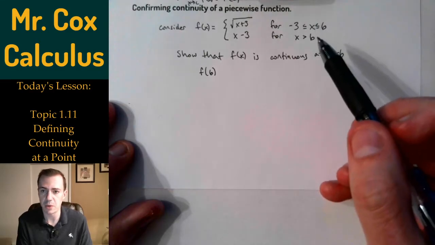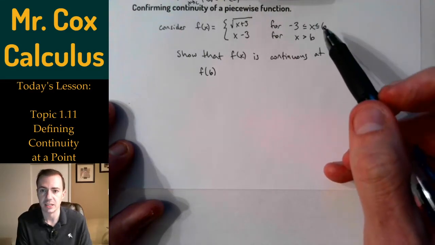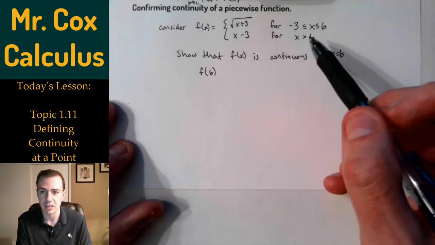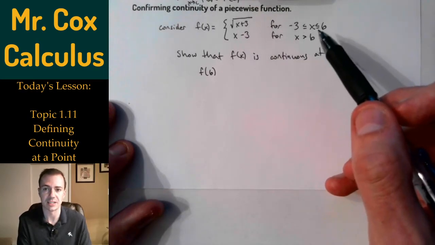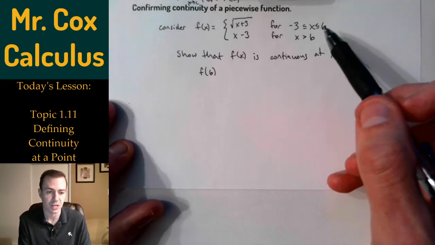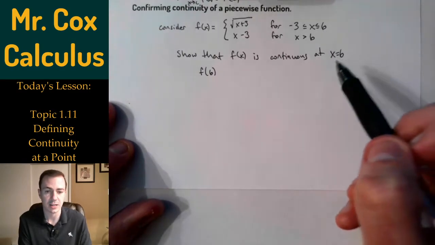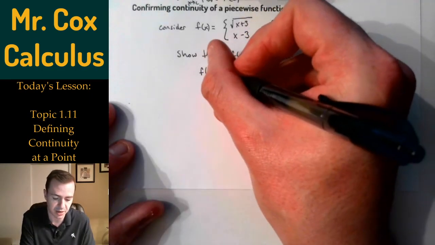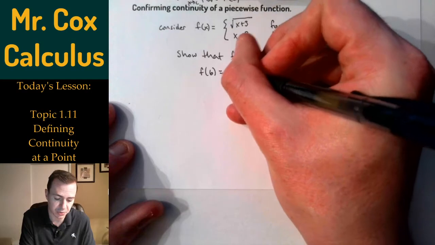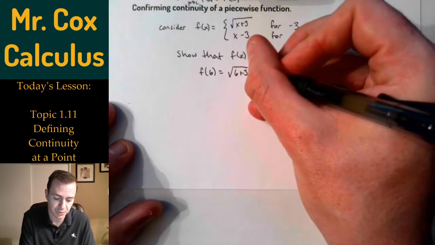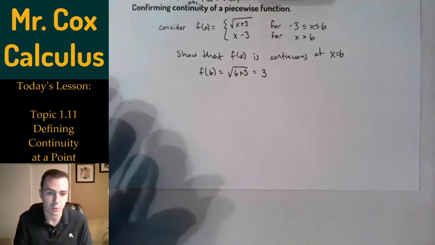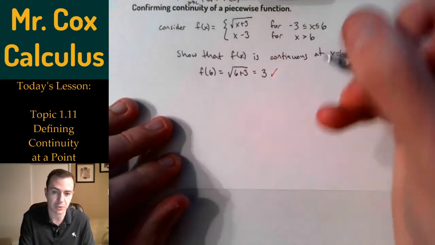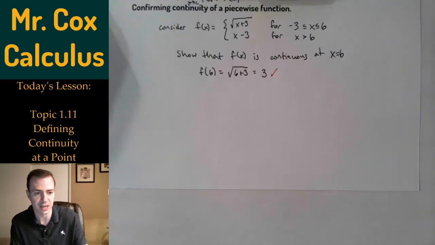Well, if I look at the way my piecewise function is defined, I'm in this top piece right here, the square root of x plus 3, for -3 less than or equal to x, less than or equal to 6. The equal to going into the 6 right there tells me that when I look at x equals 6, it gets substituted into this right here. So f of 6 is equal to the square root of 6 plus 3, which is the square root of 9, which is 3. So I've already said that f of 6 is equal to 3. There's one of the 3 things that I need to show.